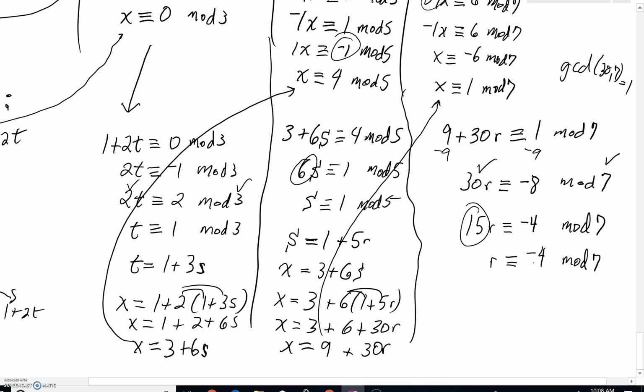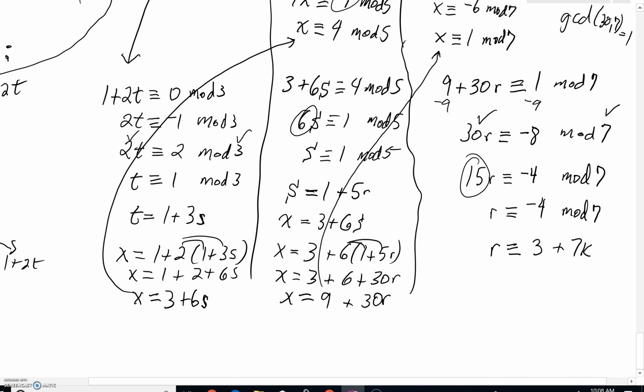What is negative 4? How about we just add a 7 to negative 4 and we get 3 plus our 7k. Well, we'll just call it k. I had to choose one other letter here. I just decided to pick it. Was a bit scared for a second. I already had k, but it looks like I don't. Well, look, your x is equal to 9 plus 30r. And you have 30 times (3 plus 7k). That's what your r is.